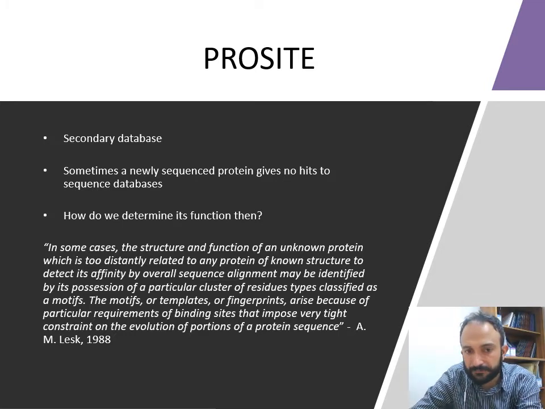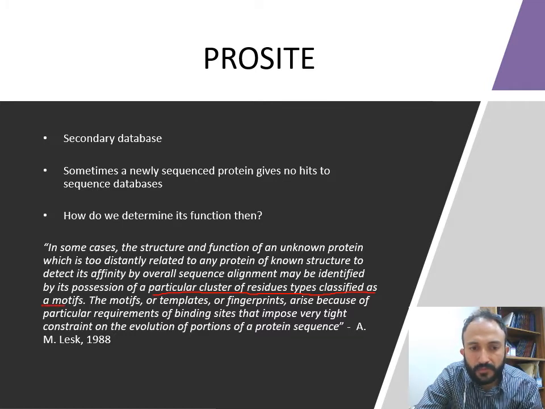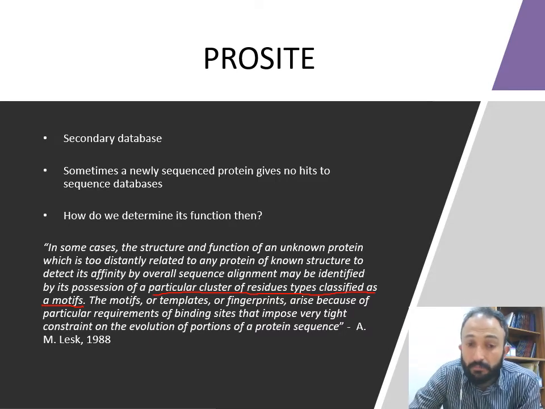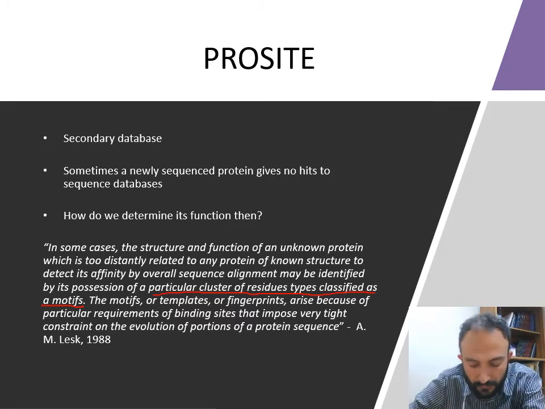It means that sometimes the sequence which you are comparing with the database is too distantly related, that there is very, very high divergence in sequence, very low similarity, right? And based on the sequence alignment, the BLAST result gives that there is no significant alignment. It means that the overall alignment is poor, but there is a possibility that a small cluster of residue types classified as motifs is present, which was not given by the result, because the overall alignment is poor. So according to the result, there is no sequence alignment. But how to find those motifs, which are motifs or templates or fingerprints, that arise because of a particular requirement of a binding site, right? So these motifs can be binding sites, and this type of information can be identified from this type of database, that is Prosite.